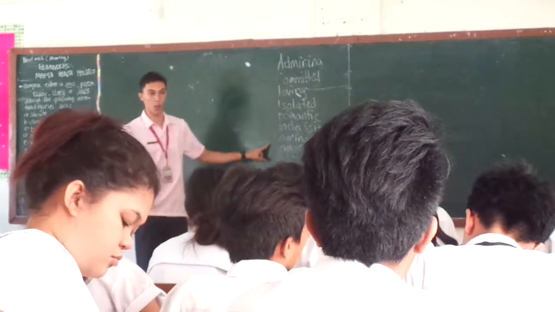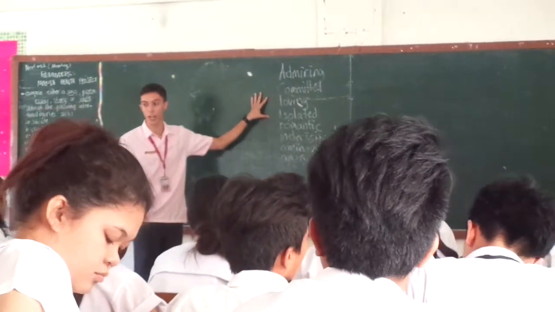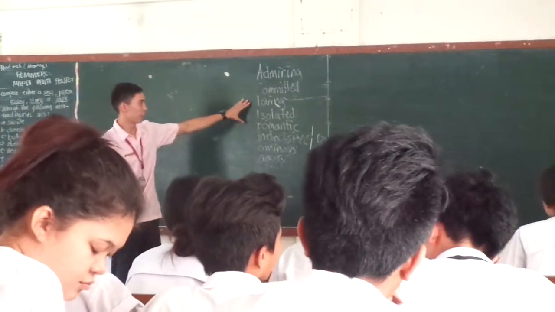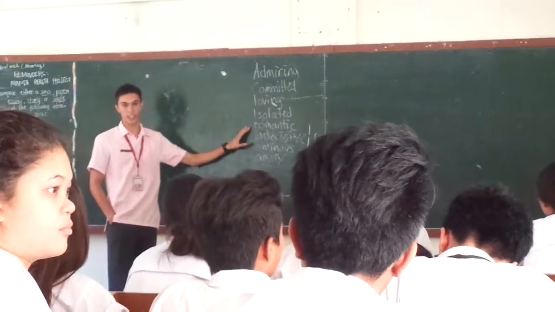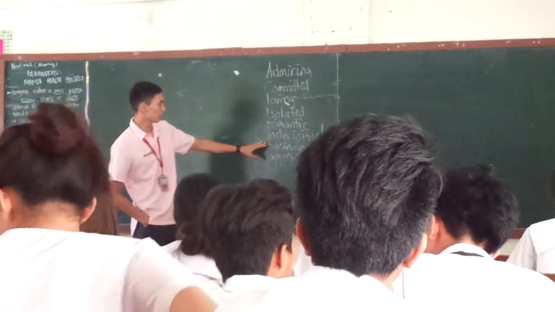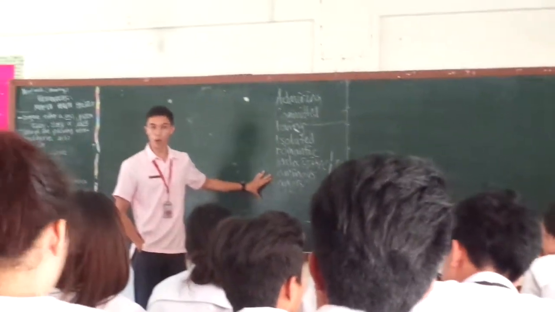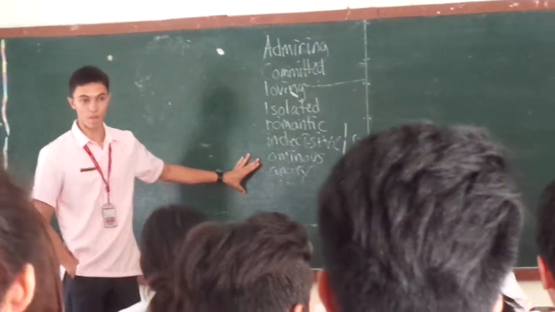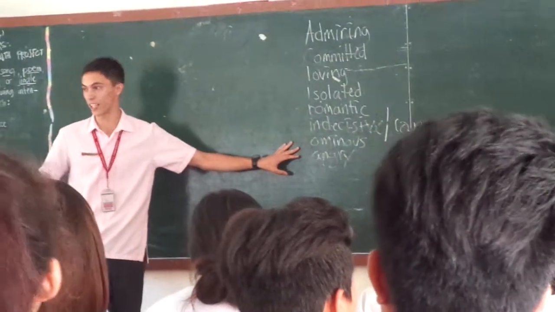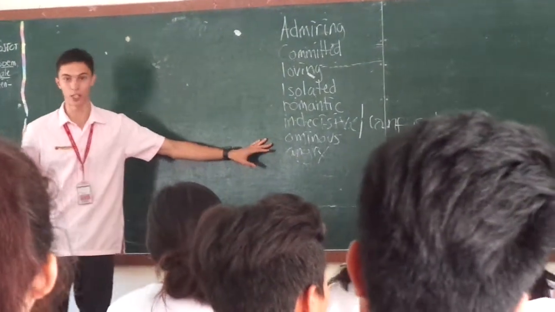I think we looked at poems with these different moods, right? We have admiring, committed, loving, isolated, romantic, ominous, and angry. Do you remember what ominous means, by the way? Okay, ominous means like when you have a feeling that something bad is coming, right?